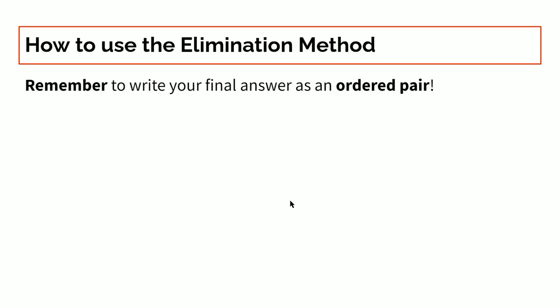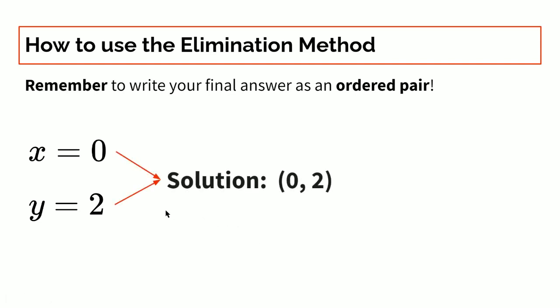Remember that you should write it as an ordered pair, 0, 2. So you need to take that x equals 0 and that y equals 2 and combine them into that ordered pair format we've been using with our other methods.